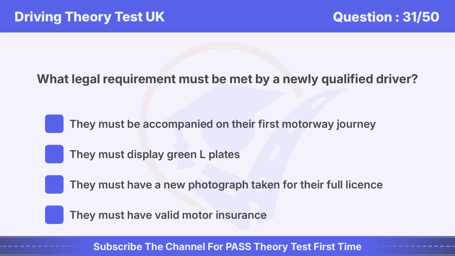Question 31. What legal requirement must be met by a newly qualified driver? Option A, they must be accompanied on their first motorway journey. B, they must display green L plates. C, they must have a new photograph taken for their full license. D, they must have valid motor insurance.